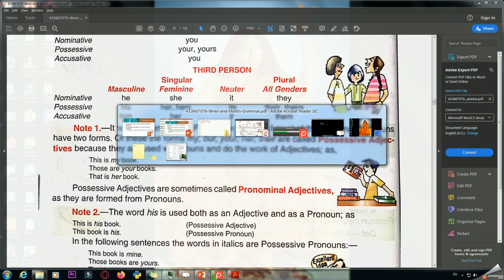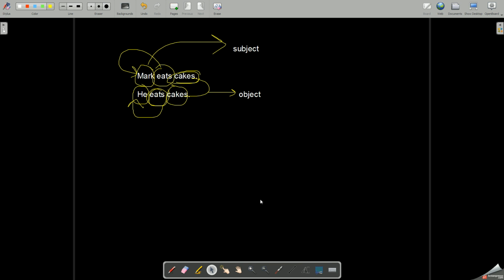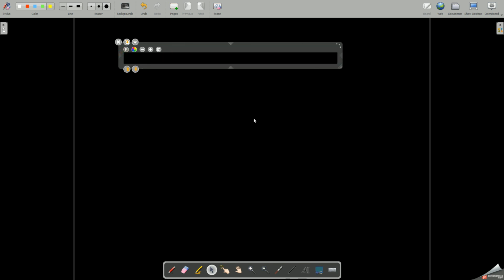For example, over here we can write: the orb of the king was glowing brightly.